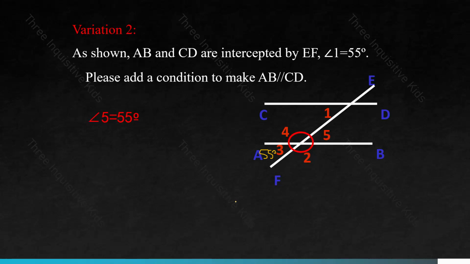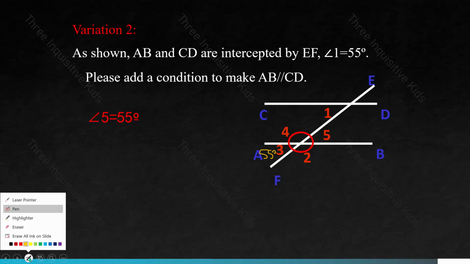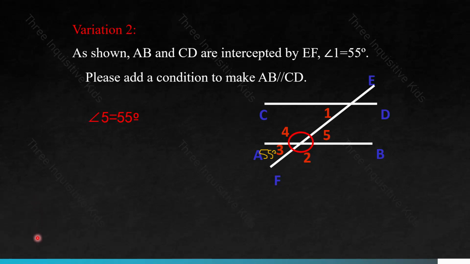But if we gave anything other, such as angle 2 was 125 degrees, that would also work because that would be using our knowledge of supplementary angles and linear pairs. So there's different ways to answer this question really. But angle 5 is equal to 55 degrees, that's a possible solution.